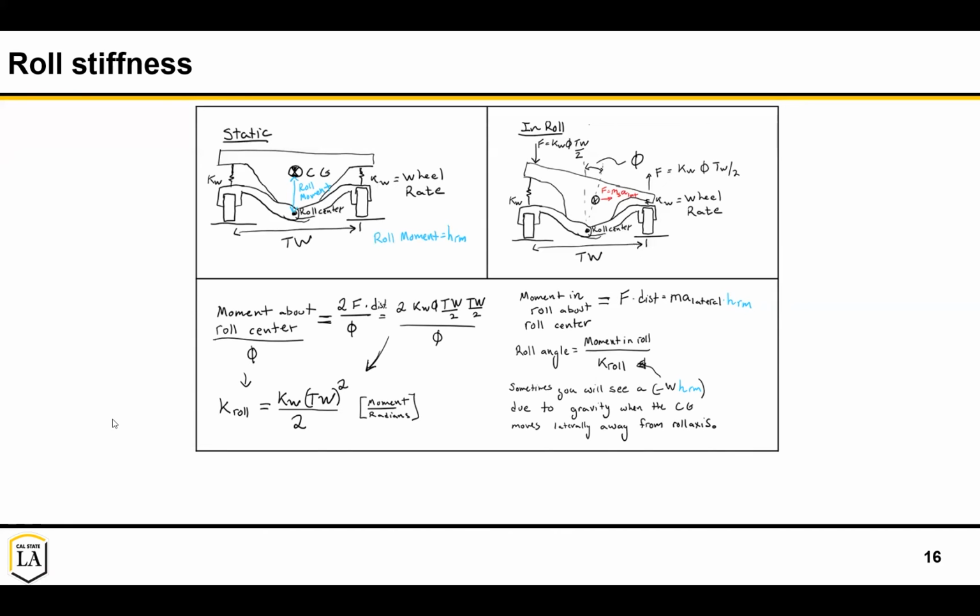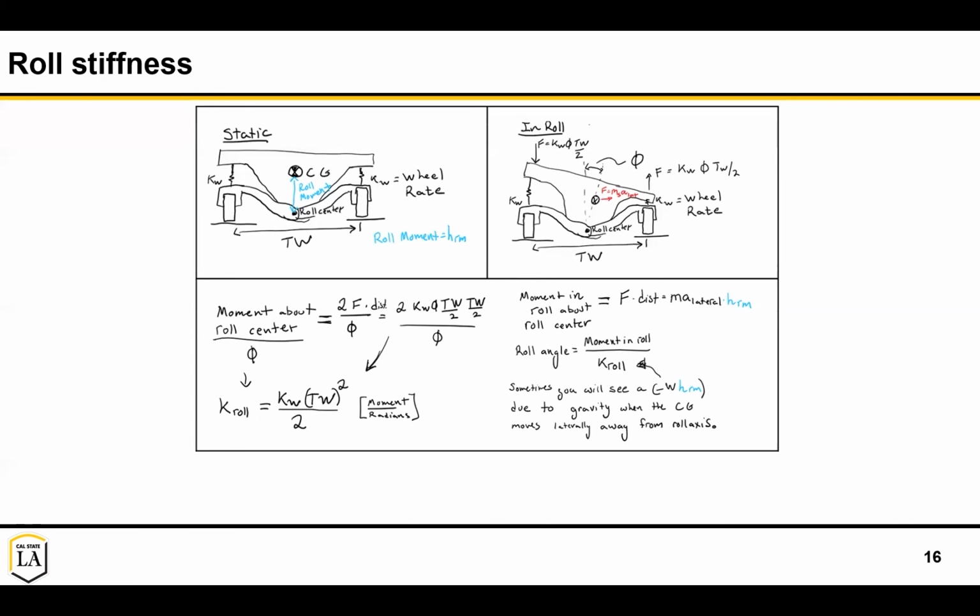So this roll stiffness, you'll see it's related to your wheel rate, and typically you'll look at this for the front and the rear separately, because you'll have different wheel rates in the front than you will in the rear. And you could potentially also have different track widths as well. So those will be your roll stiffnesses.